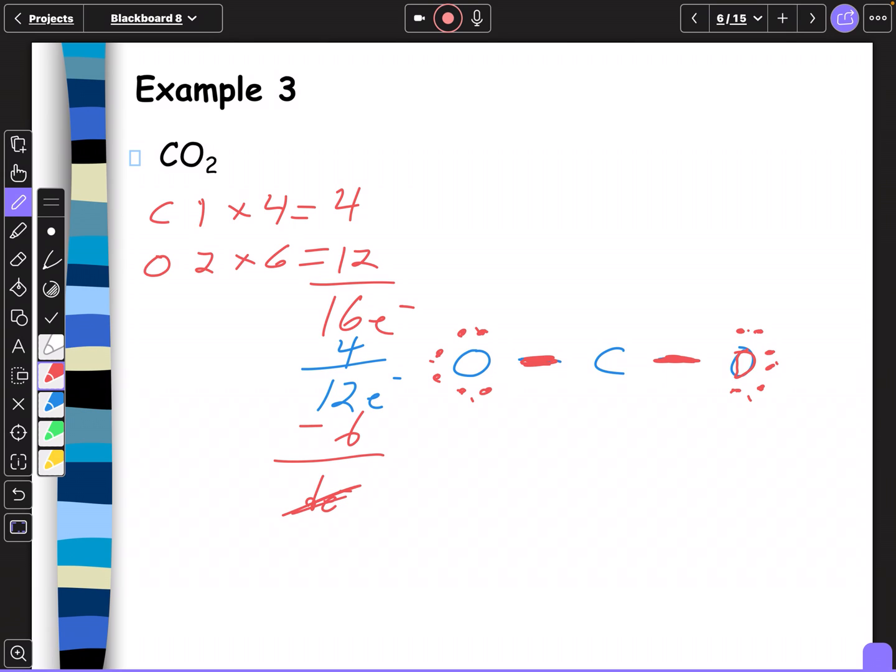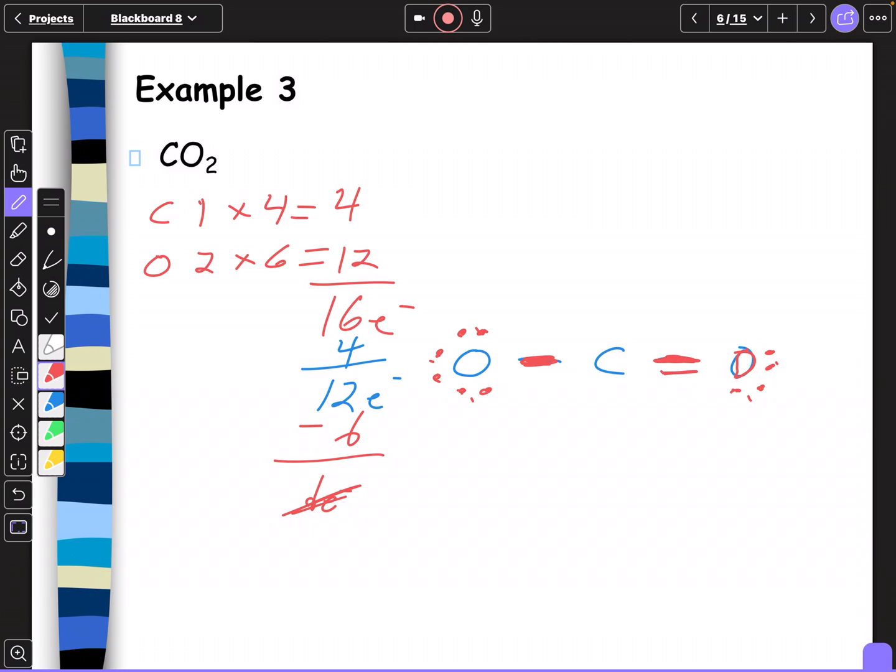So when I get to this point, what I can do is take a lone pair of electrons from one side and form a double bond. So if I say this oxygen on the right, I can erase 2 electrons there, and I can form a double bond here. I can share those 2 electrons.